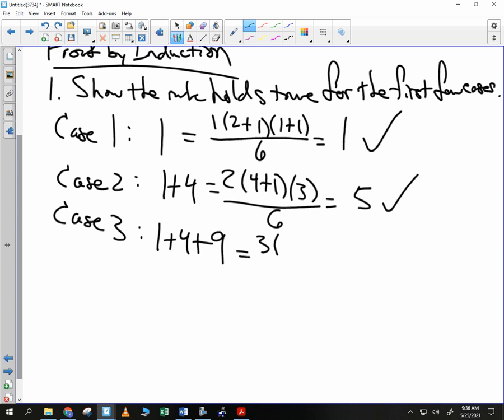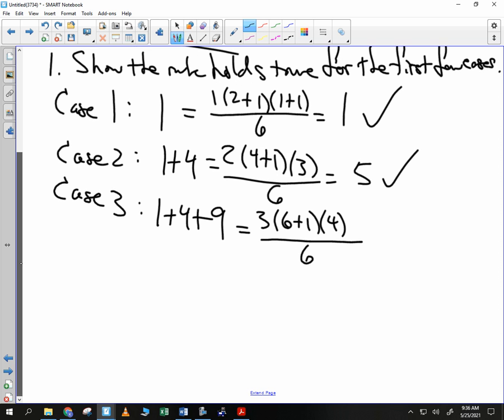3. 3 times, what is that going to be? 6 plus 1 times 4 divided by 6. Let's see, 3 times 4 is 12, divided by 6 is 2, and 2 times 7 is 14. Hey, it all checks out, doesn't it? Isn't that awesome? I bet it works for every single number in existence.